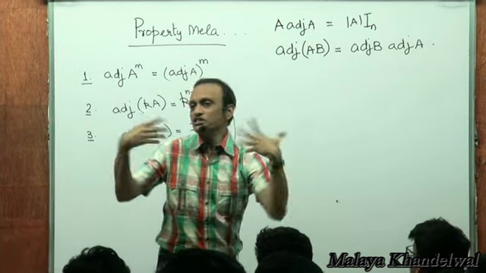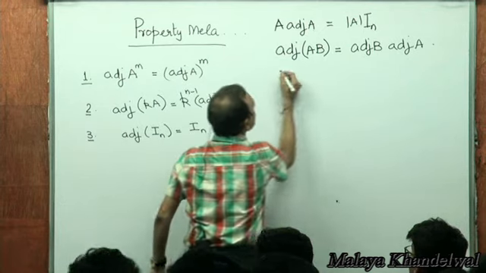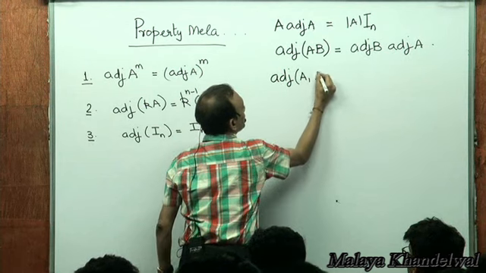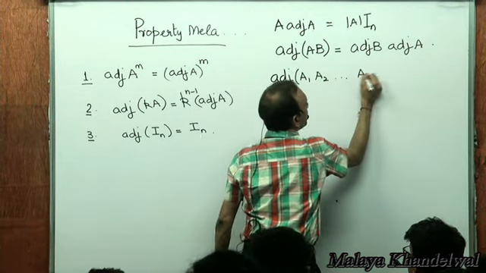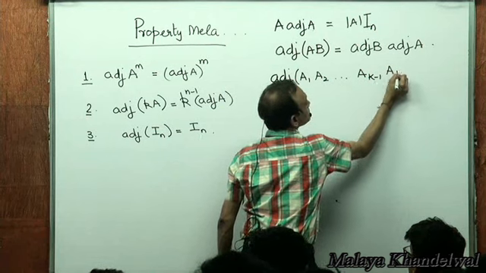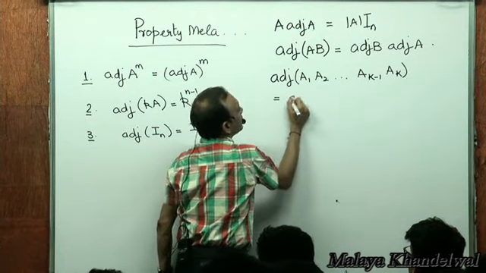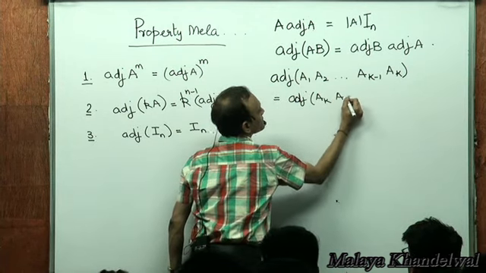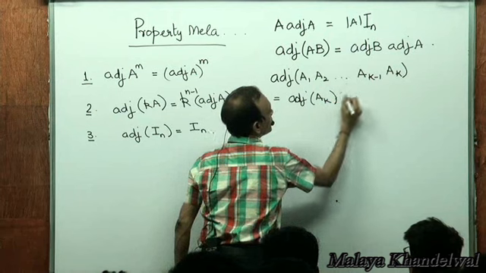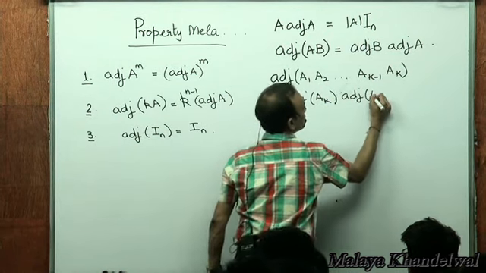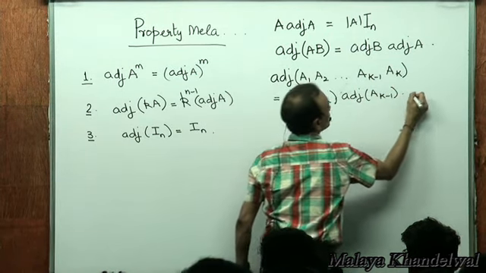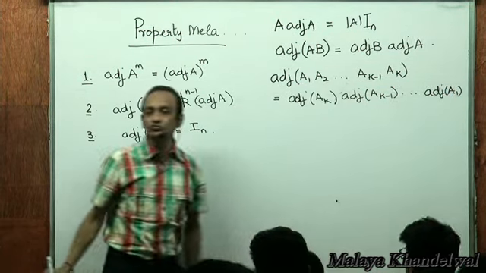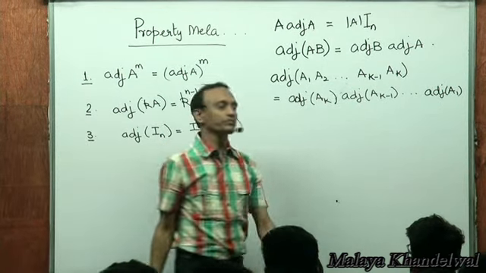And not just this, it could be generalized. Using this, we could establish that adjoint of A1, A2, up to AK is like adjoint AK, adjoint AK minus 1, up to adjoint A1. That's the rule of reversals, right?